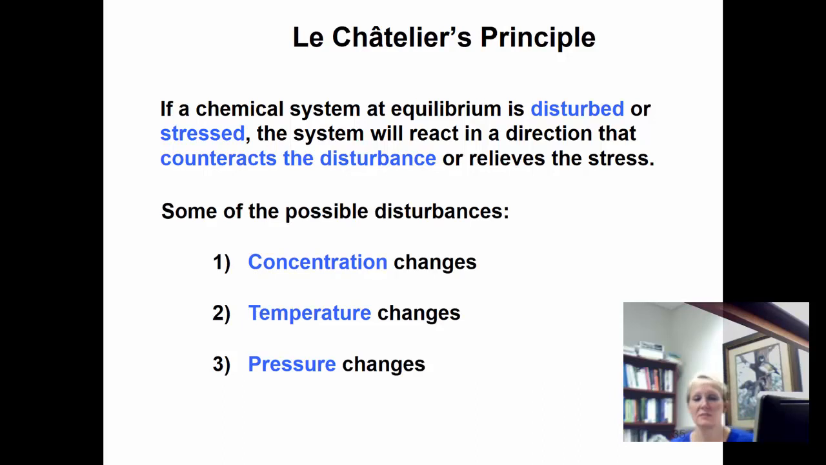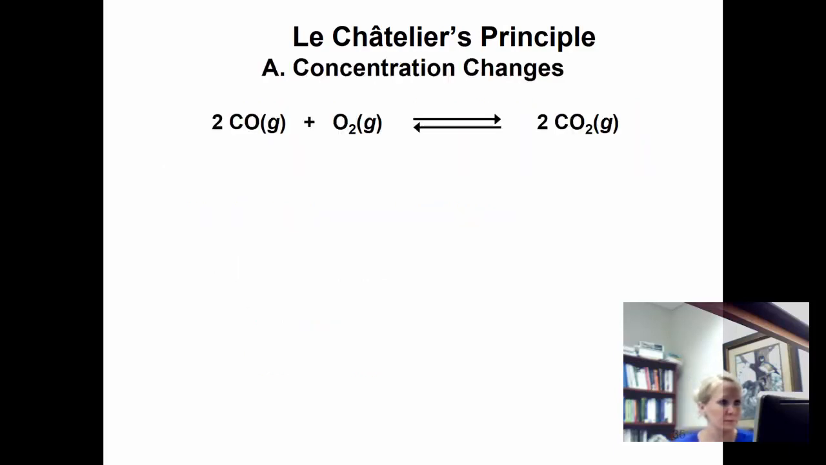Alright, so here are some possible disturbances, ways that we can disturb an equilibrium reaction. Let's say we've got a reaction in our flask, and it's at equilibrium. Forward equals reverse, and we have a certain concentration of reactants and products, whatever that might be. We can change concentration, we can change temperature, and we can change pressure.